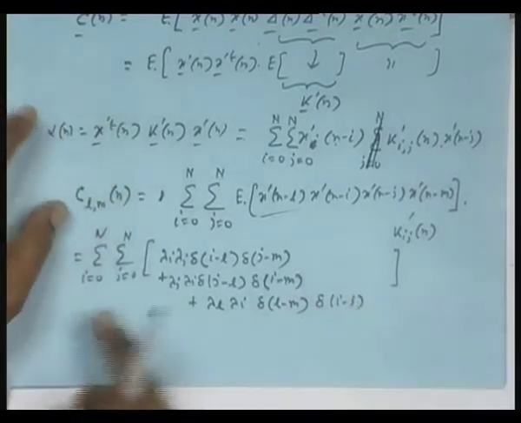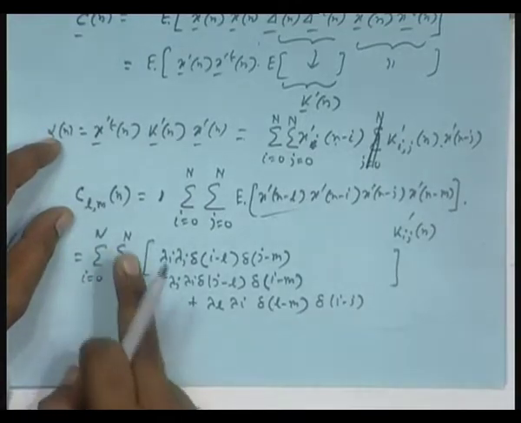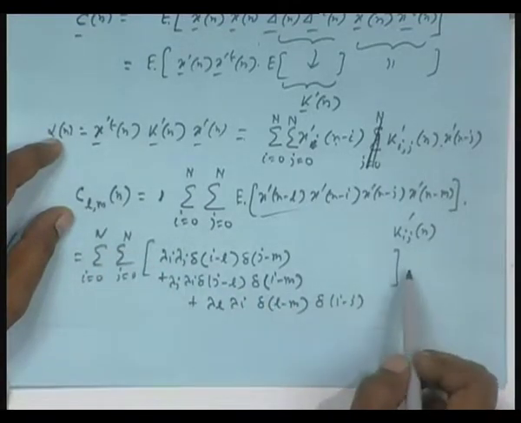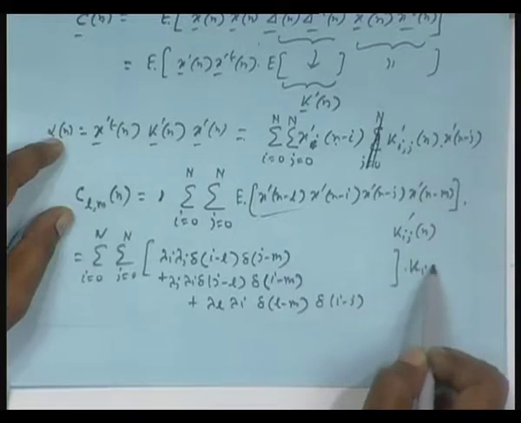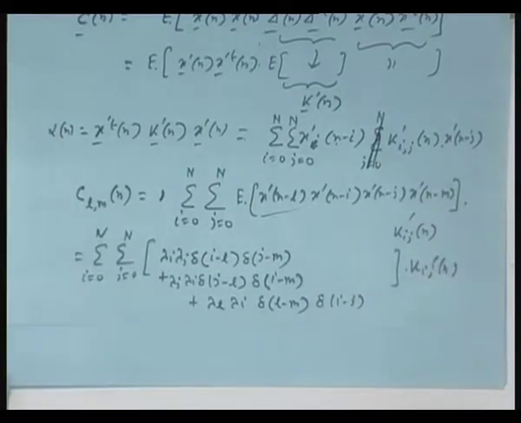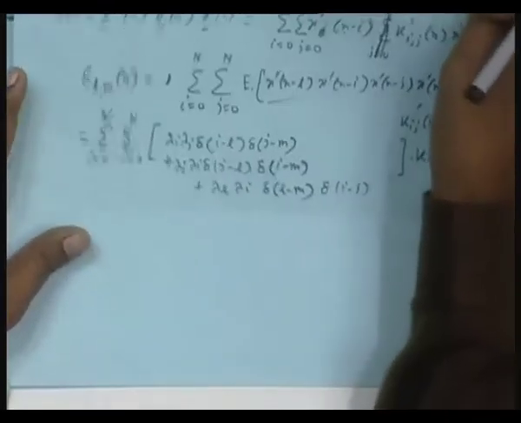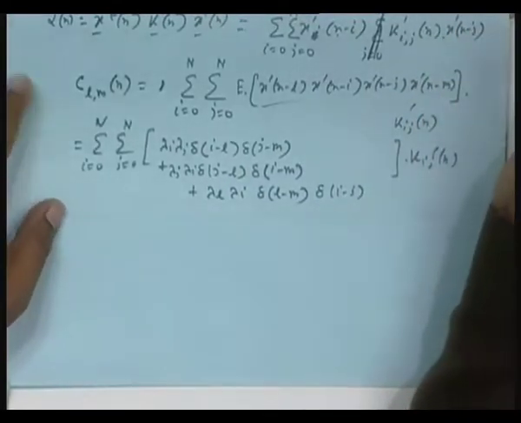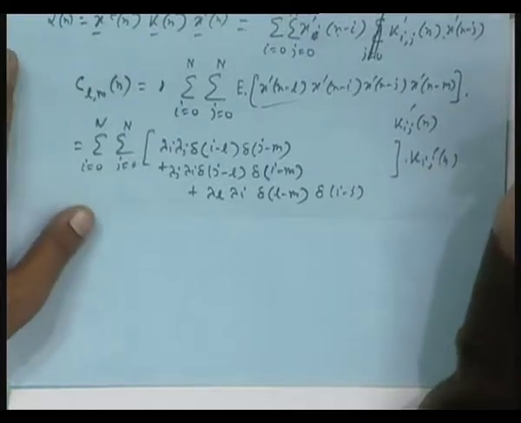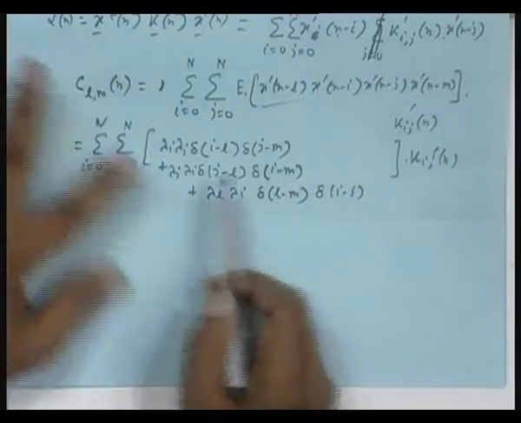And this entire thing summed over i equal to 0 to n, j equal to 0 to n, and this multiplied by this quantity k_ij prime n. This is what I have. So, let us handle this term separately. It is not very difficult, it looks clumsy, but because of the beauty of delta, things will become very simple very soon. Start with the first term.